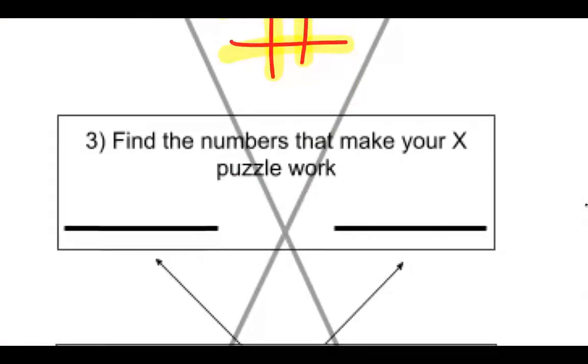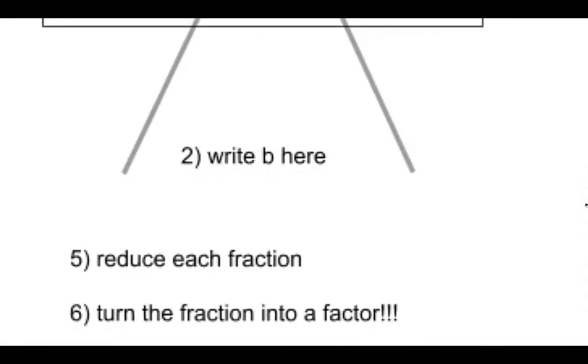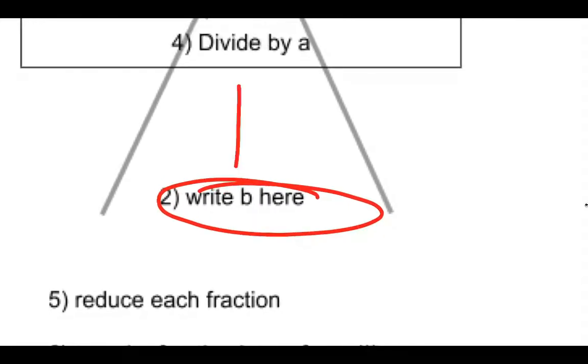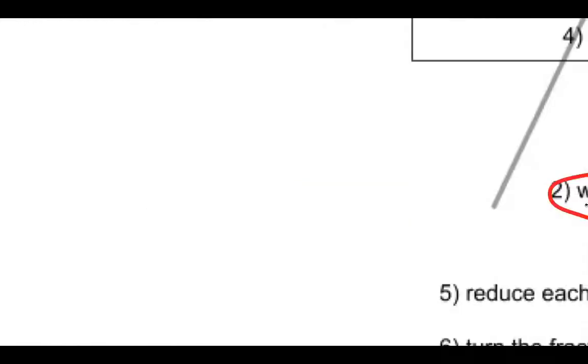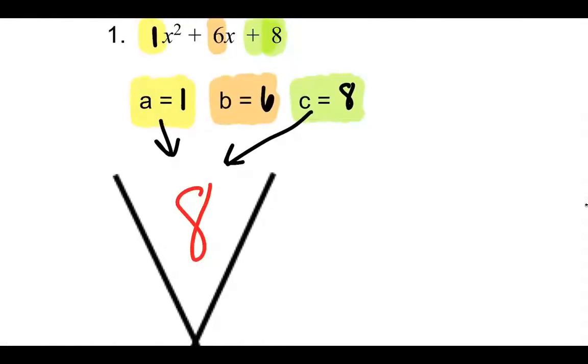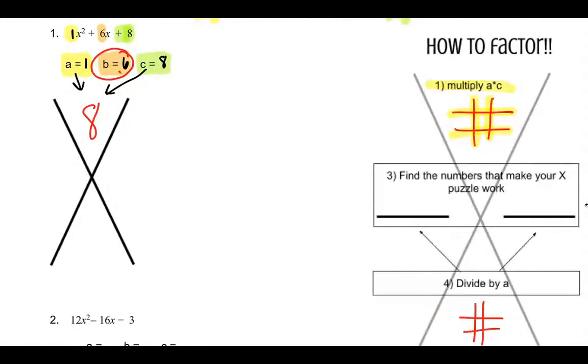Then I'm looking for step 2. Step 2 is down here. You're writing b down here. So whatever b is, you're just writing it here, and that's how you get the number down below over here. So if I look back at mine, b is just 6. So that's what's going down here, 6. Okay, good so far.